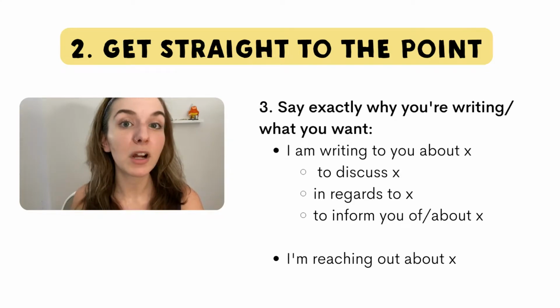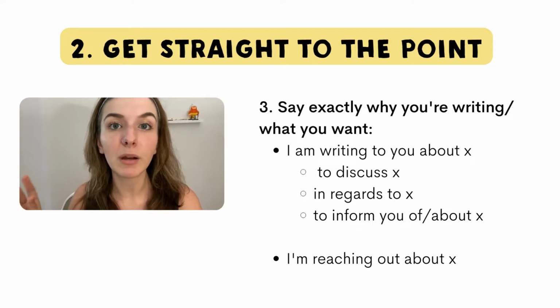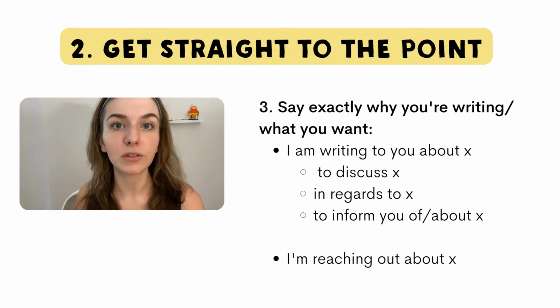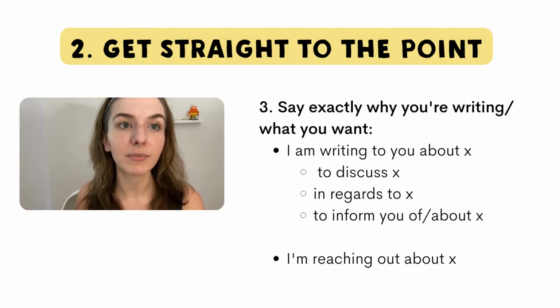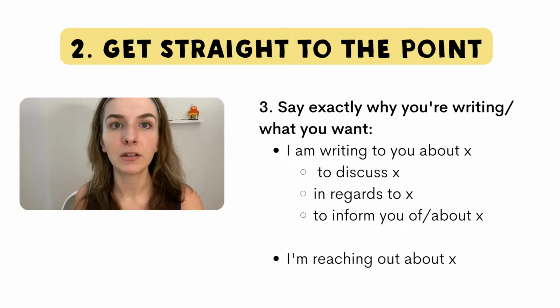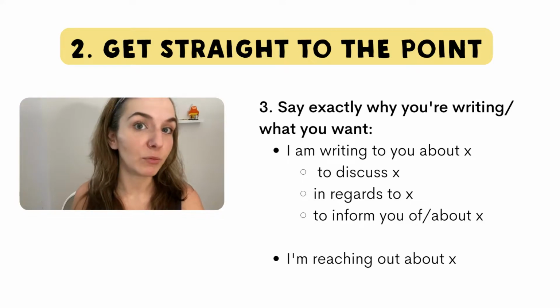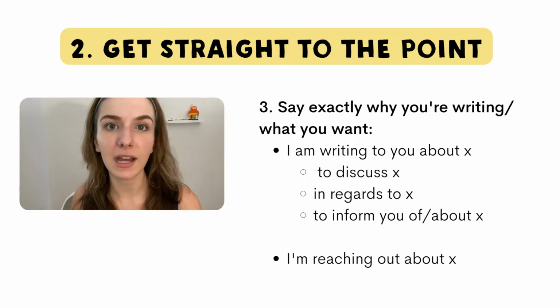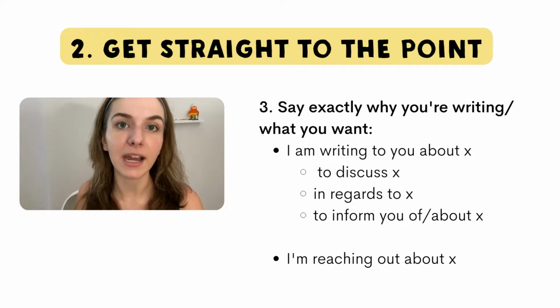Then, once you address them and once you do the little warm-up, you should say exactly what it is you want or why you are writing to this person. And there are a couple good phrases you can use to do that. For example, you could say something like, I'm writing to you about my appointment, or I'm writing to you to discuss my appointment. I'm writing to you in regards to my appointment, or I'm writing to you to inform you that I need to cancel my appointment.